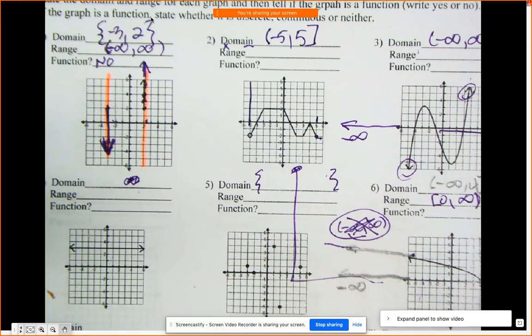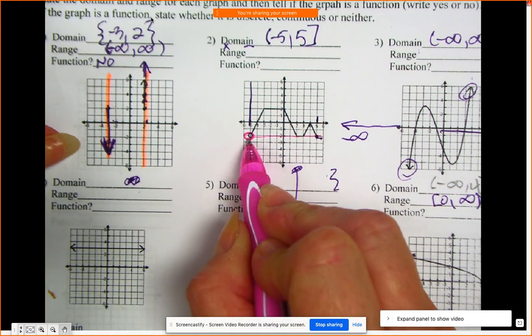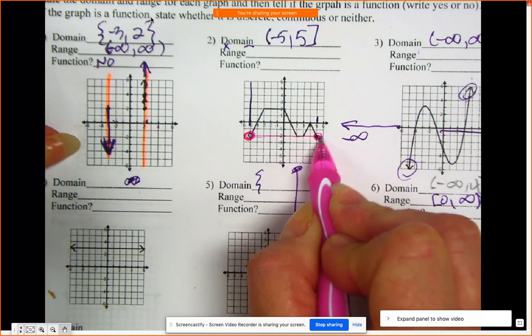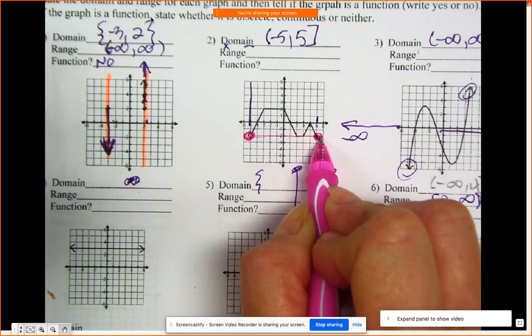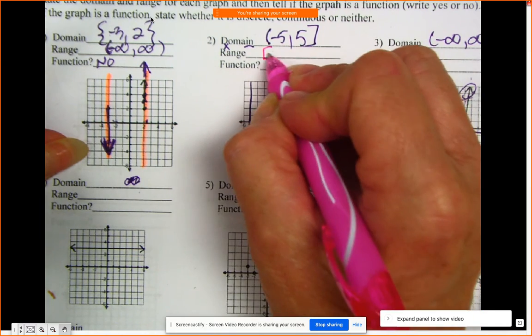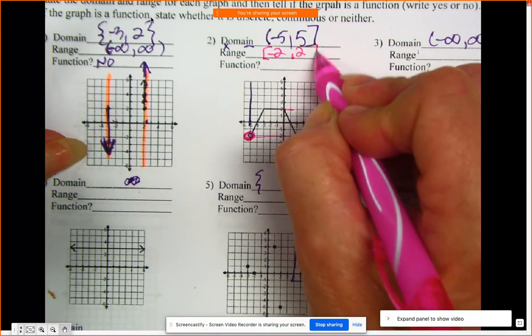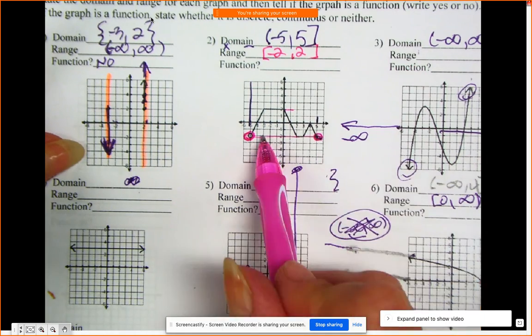Okay, for range, I need the lowest point. Well, the lowest point is here. And some of you guys, well, do I know if I include it or not? Well, this one's not included, but this one is. As long as one of them includes it, you include it. So I get to include -2, and it looks like it goes up to +2. Include.